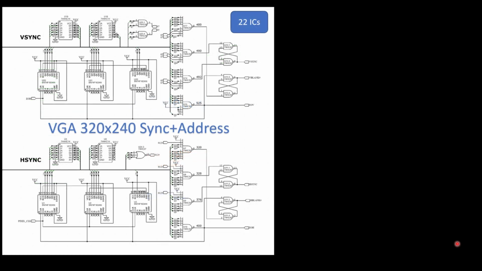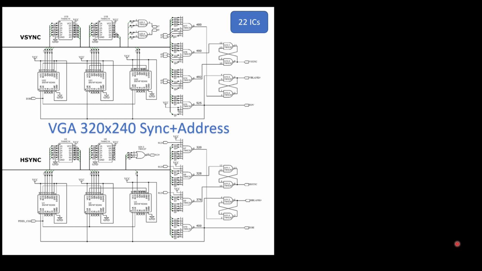Here's an example of the logic I used back on an older video card I did. It was a 320 by 240 video card. And this was to generate all of the sync signals like VSync and HSync, and then also to generate all of the addressing signals for accessing my video memory. And so there's just a bunch of counters here and a bunch of NAND gates and flip-flops and things like that. But basically this was generating all that logic.